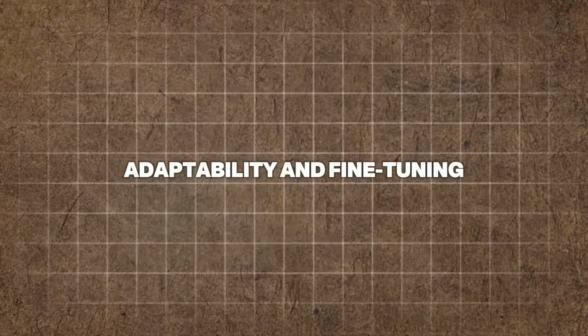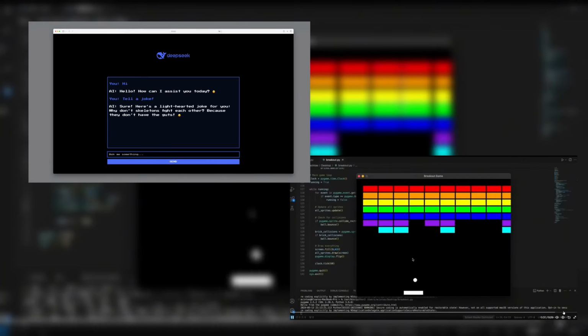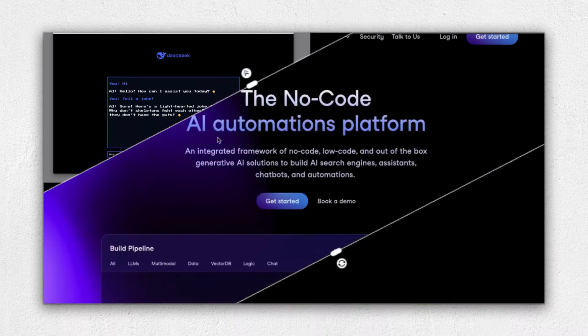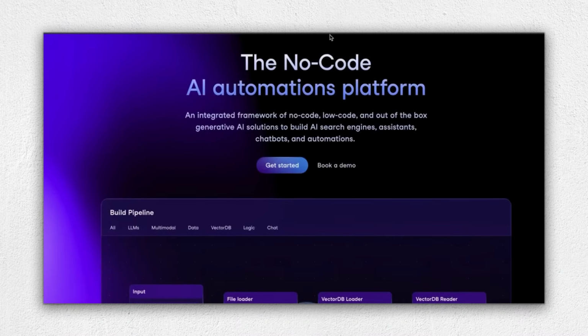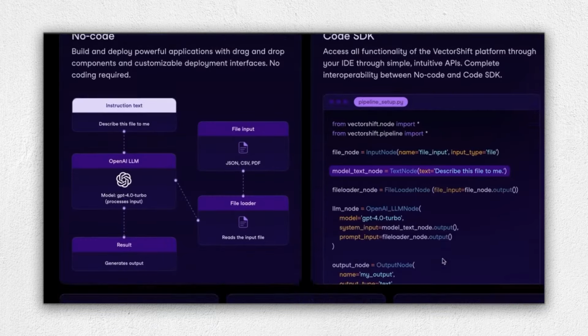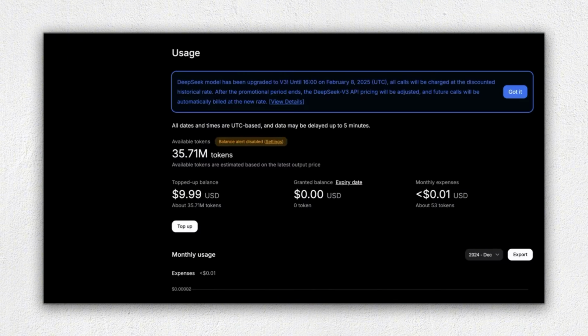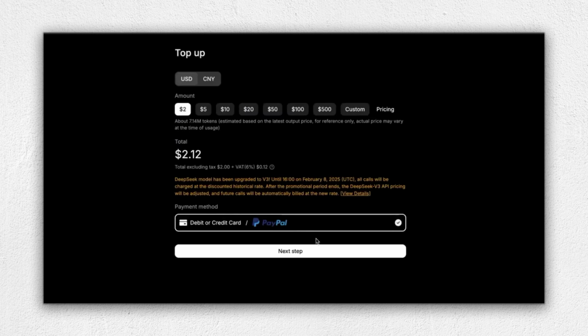Adaptability and fine-tuning. Another important difference lies in how the two models handle adaptability and fine-tuning. Deepseek V3 is built with adaptive learning in mind, allowing the model to fine-tune its performance in real-world applications without requiring extensive retraining. This means that Deepseek can be continuously updated and improved without undergoing costly and time-consuming retraining cycles.